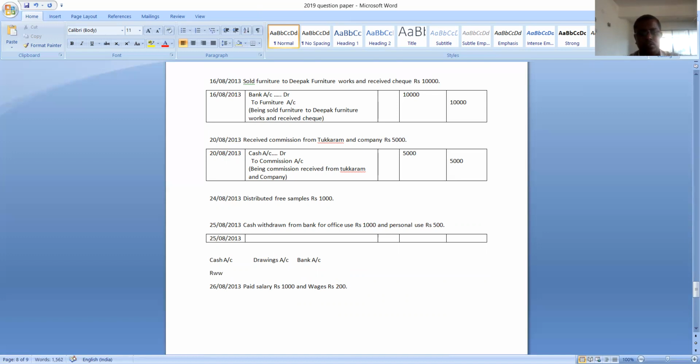Cash account is which account? It is a real account. Drawings account is which account? It is a personal account. Then bank account is which account? It is also a personal account.